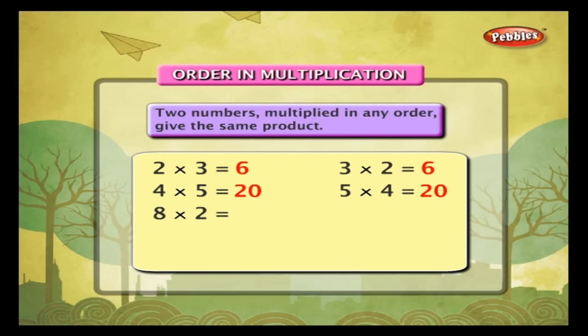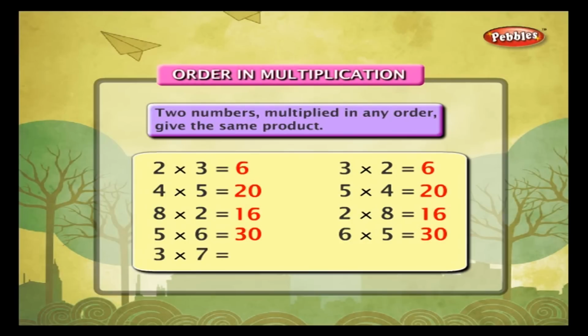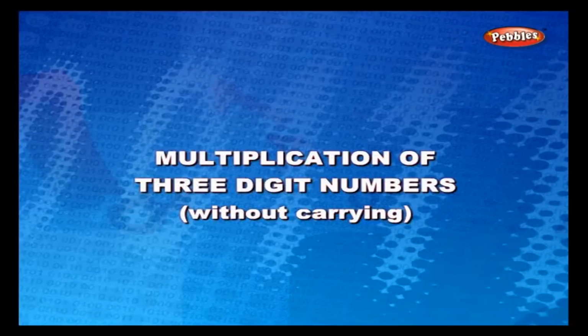8 into 2 is equal to 16. 2 into 8 is also equal to 16. 5 into 6 is equal to 30. 6 into 5 is also equal to 30. 3 into 7 is equal to 21. 7 into 3 is also equal to 21.